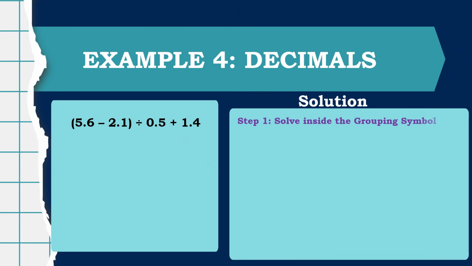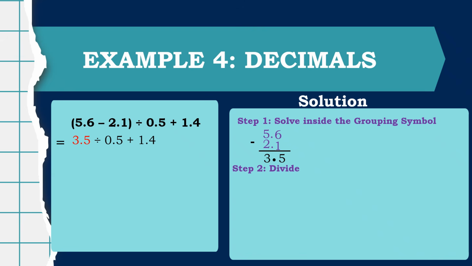So first, we're going to solve inside the grouping symbol. So 5 and 6/10 minus 2 and 1/10. So 6 minus 1 is equal to 5. 5 minus 2 is equal to 3. Then don't forget to copy the decimal point. So for our step 1, our answer is equal to 3 and 5/10. What will be our step 2?